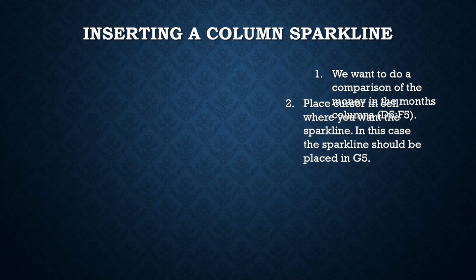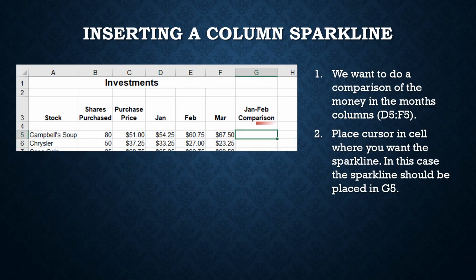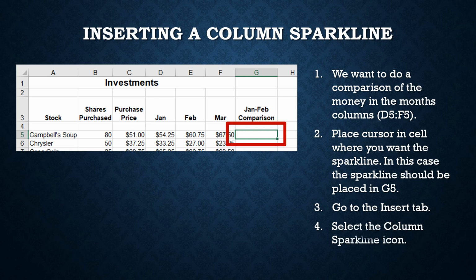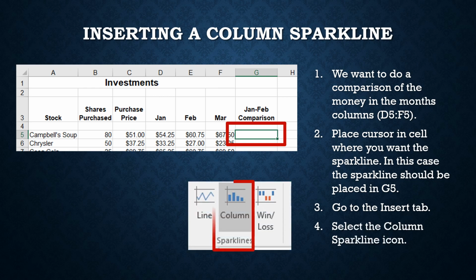Inserting a column sparkline. We want to do a comparison of the money in the month's columns D5 through F5. So we will place our cursor in cell G5 since this is where we want our sparklines to appear. We're going to go to the Insert tab, and then we're going to select the column sparkline icon.